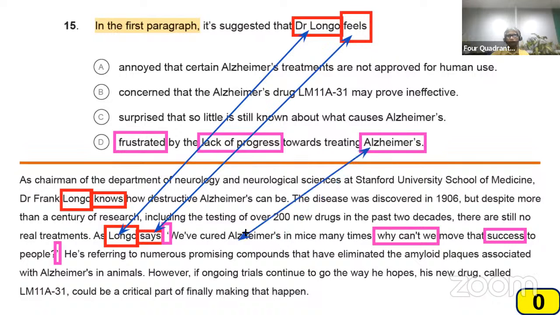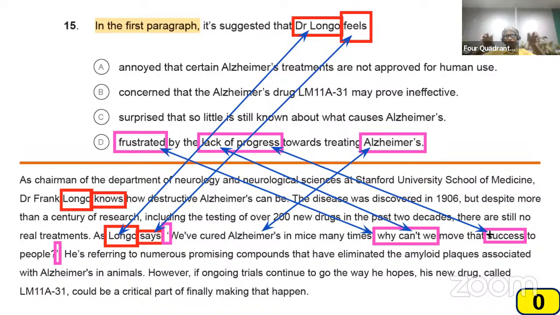Alzheimer's. Okay. Right. Frustrated. Why can't we? Lack means no. Progress means a success. That's it. The answer will be mostly in the center of the question. Instead of reading three options, we are going to read just one option. We are saving time.